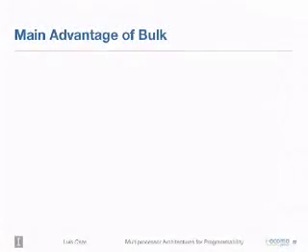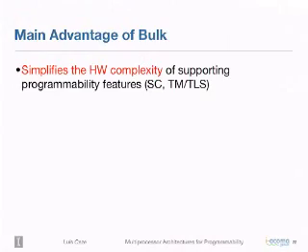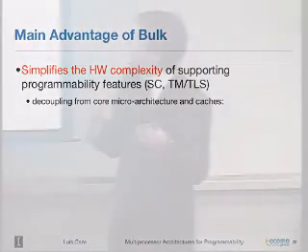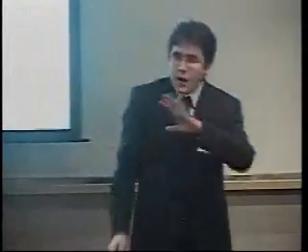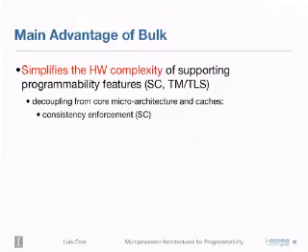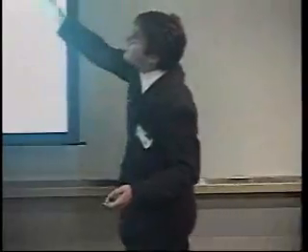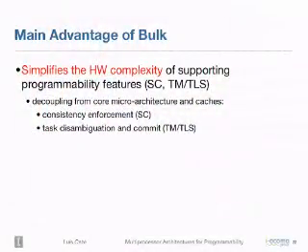So why do I want to do things in bulk? The main advantage is that it simplifies the hardware supporting these programmability features such as sequential consistency, transactional memory, and TLS. And the main argument is that all these features are now decoupled from the core microarchitecture and caches. All previous proposals in supporting these three features relied on overloading the microarchitecture with features and changing the way the cache behaves and so on. I showed how to enforce consistency in a way that's completely decoupled from the processor. And also disambiguation and commits are decoupled from the processor.